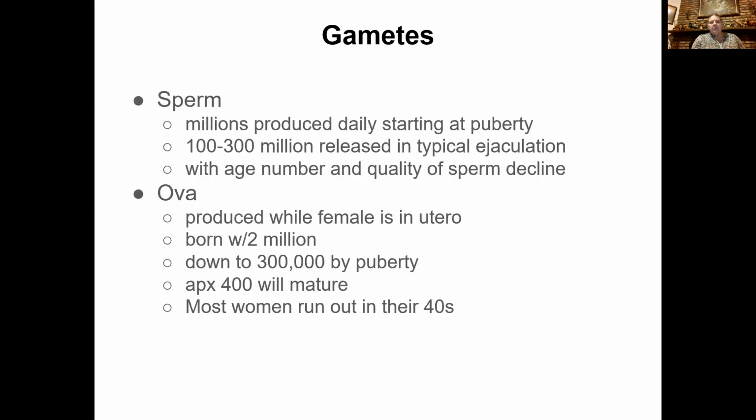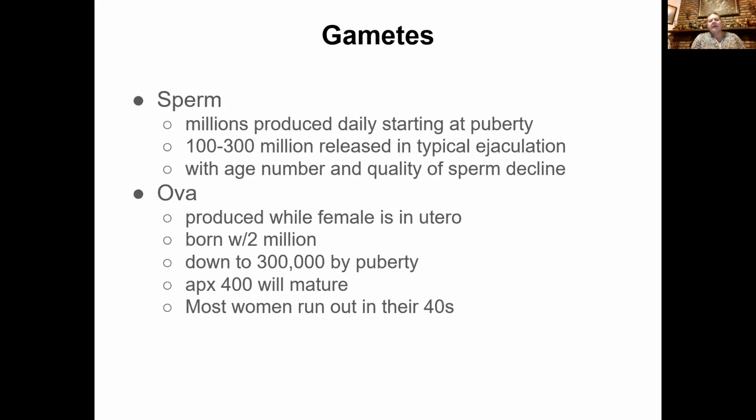Okay, more information about gametes. So the sperm, there are millions produced daily starting at puberty. When a male hits puberty, they start producing sperm from their testes, millions daily. There are about 100 to 300 million released per typical ejaculation for a male. And with age, the number of sperm and the quality of sperm decline. So, you know, they're not going to swim so straight. They might swim a little crooked, have a little twitch. They just aren't going to do as well with age.